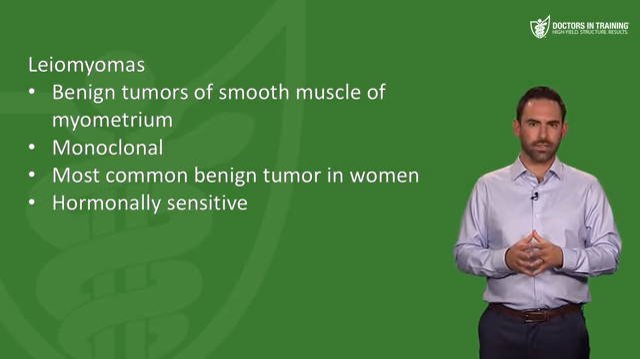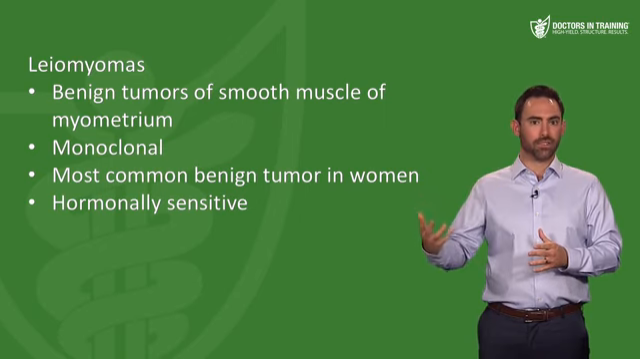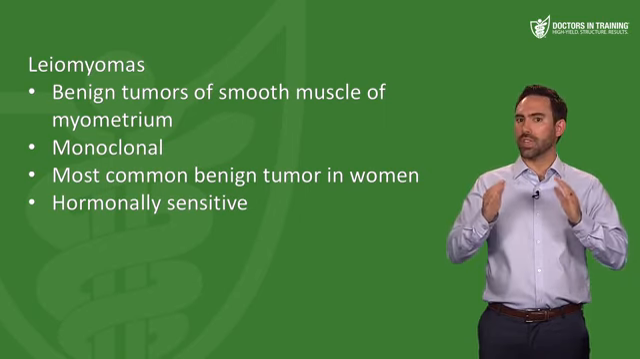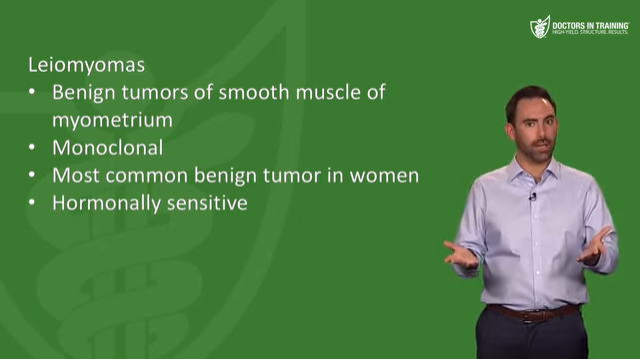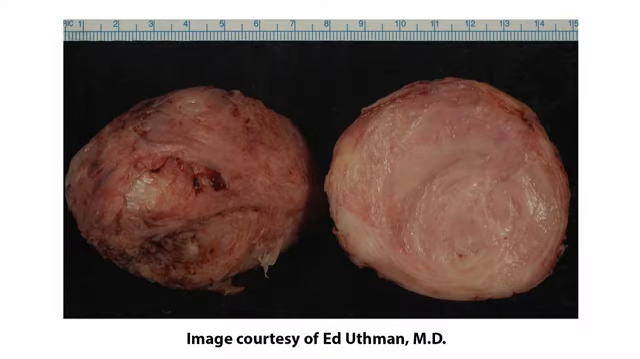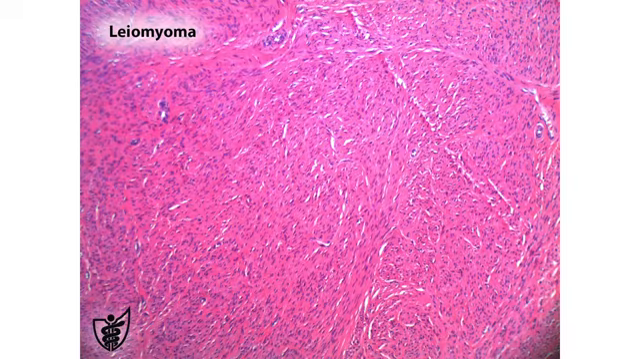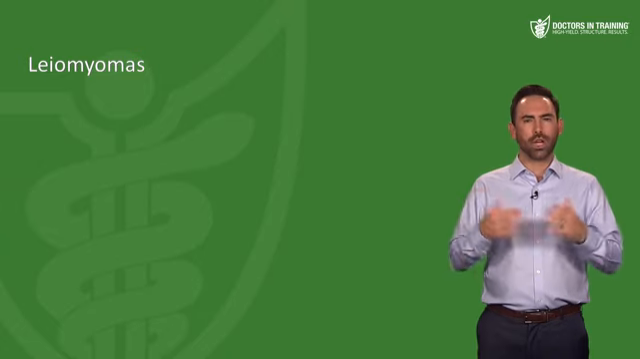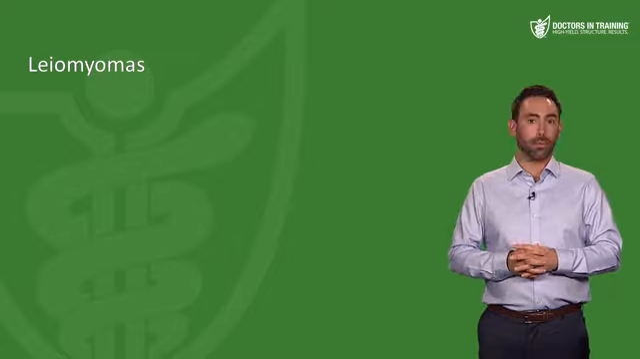Fibroids are hormonally sensitive. They grow bigger in response to estrogen and progesterone. So they mostly affect reproductive aged women, and they do tend to shrink a little bit after menopause. These are round, firm, well-circumscribed tumors, and they tend to occur in multiples. On histology, you'll see a whorled pattern of smooth muscle cells. That's characteristic. So what kinds of symptoms will women with leiomyomas have?